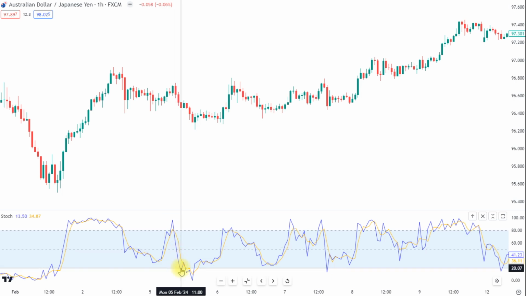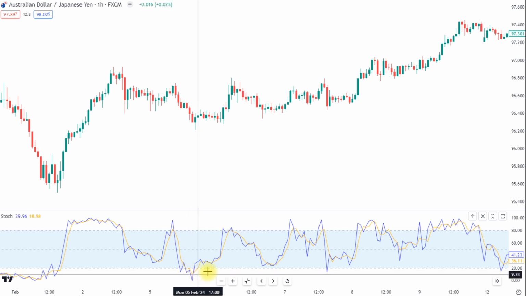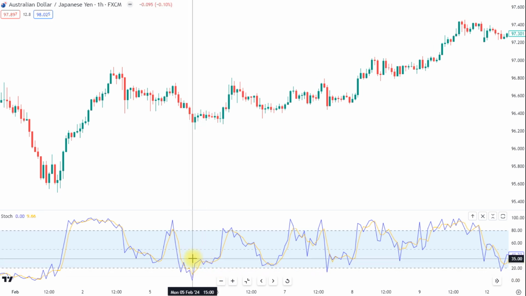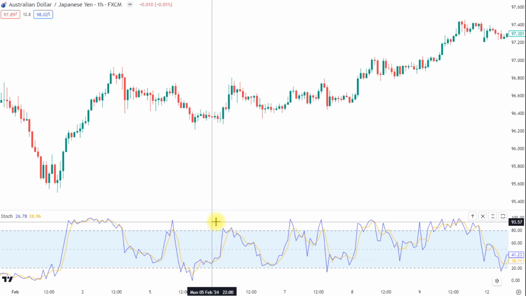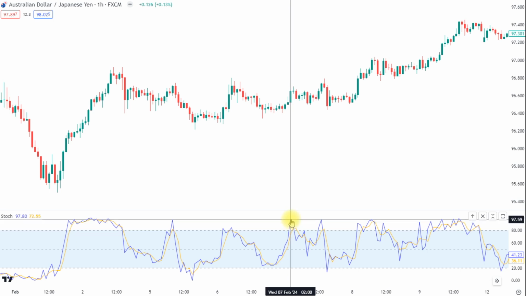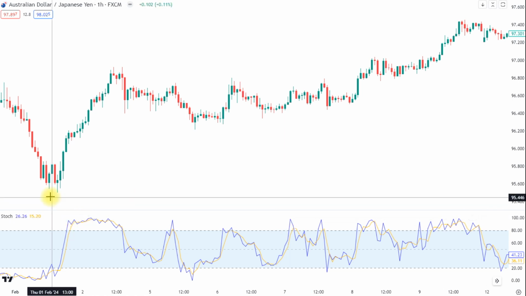And when the blue line crosses the orange one again, then we have a momentum loss down here, a momentum loss from the sellers, which is indicating a possible trend change from short to long. And of course, the other way around, above here, we have a momentum loss of the buyers and a possible trend change from long to short. So let's check in the chart.